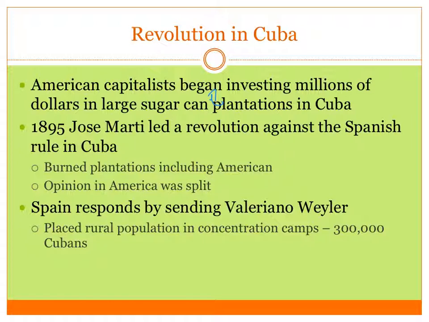In total he would round up about 300,000 Cubans and put them in these, quote, relocation camps. But when they were put in these camps, he didn't provide them with the things they needed. And so many of them starved to death or died of disease. Thousands of people would die in these camps.